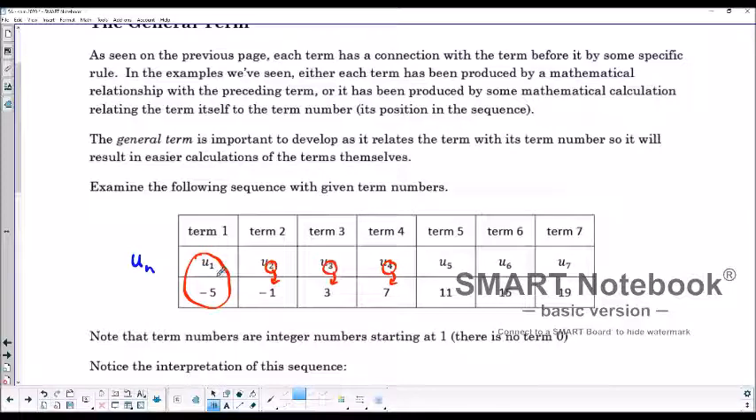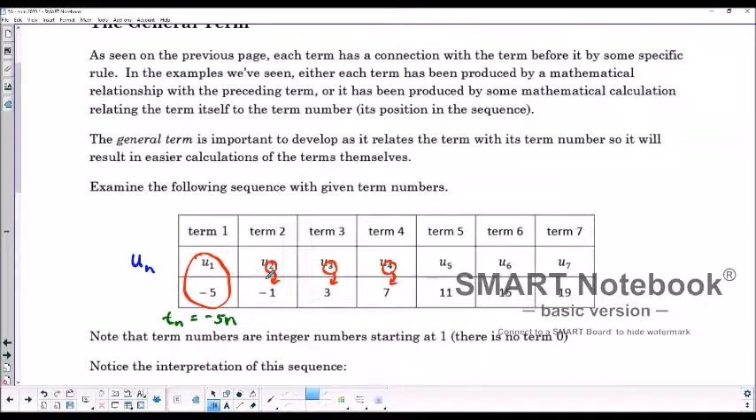So we could take a look at this first one and say, okay, what could I do? I could multiply n times -5, for example. So we could say this rule could be the general term. That's how we write the general term: -5n, where n is the term number. So that works for the first term.